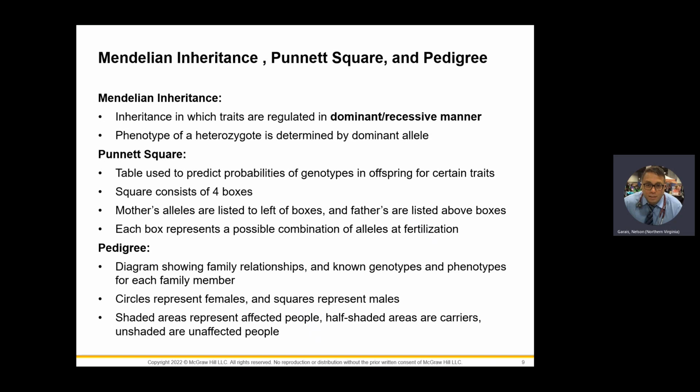That's the squares and circles with a diagram showing the family relationships. So it shows not only the genotype and the phenotype of each member. Circles always represent females, and squares, males. Shaded areas are colored areas, and in pedigrees they usually have some sort of key, and show the affected people. Half shaded areas show carriers, while if there's no color or unshaded, that means that person is perfectly normal with respect to disease and has no trait and has no disease.